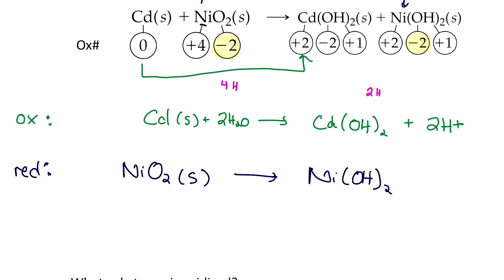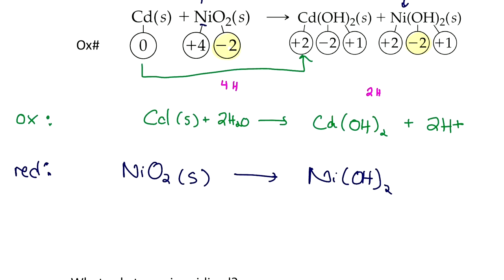Great. At this point, you can just check if it's a balanced reaction. 1 cadmium, 4 hydrogens. Remember, there are 2 hydrogens that we added from the acid, but that cadmium hydroxide also has 2 hydrogens on it, so that's a total of 4. Then there are 2 oxygens on each side. Perfect. So the atoms are balanced.